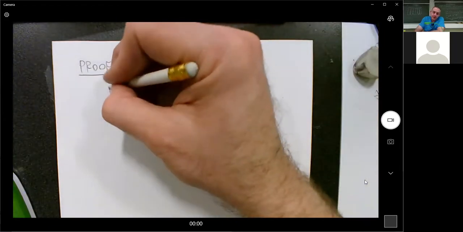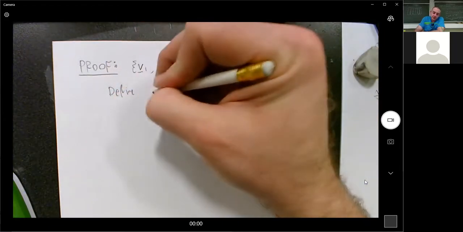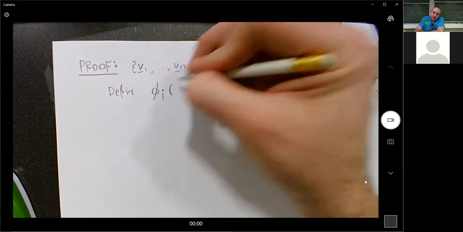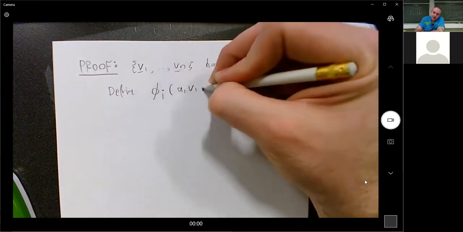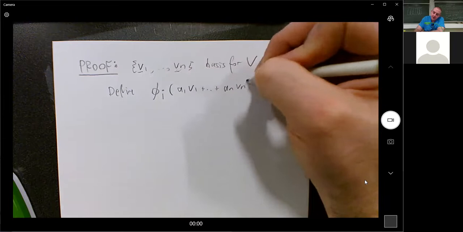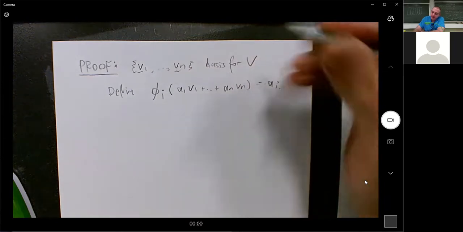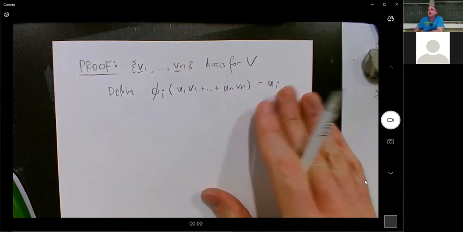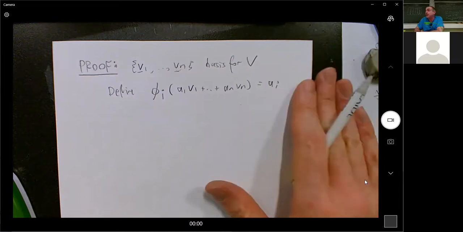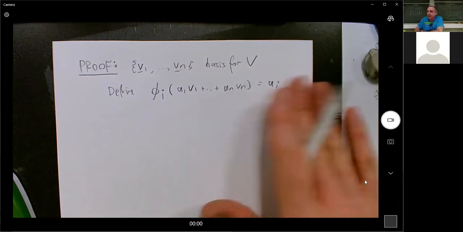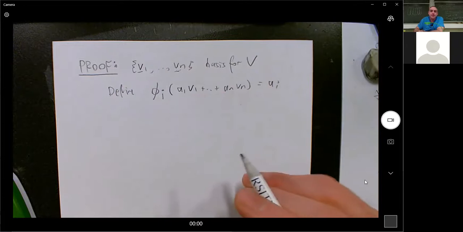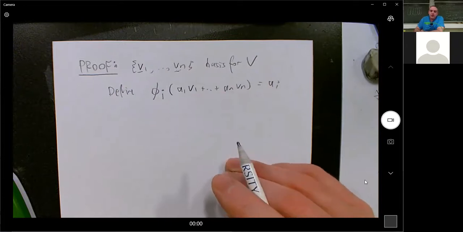And we defined phi I of A1 V1 up to AN VN to be AI. That's the definition that we did. That's what the definition in the previous theorem said, basically. That's the long and the short of it. And we know that that's a basis.